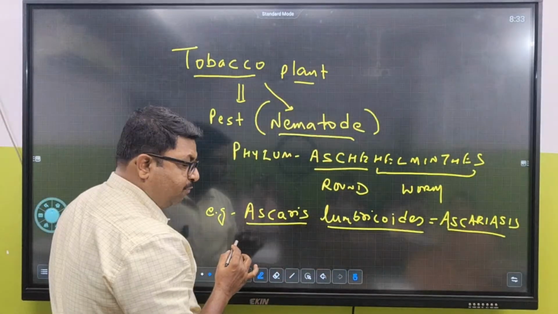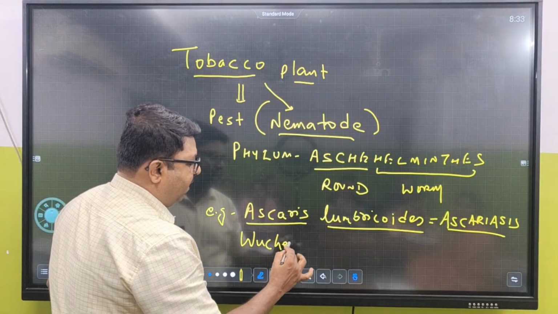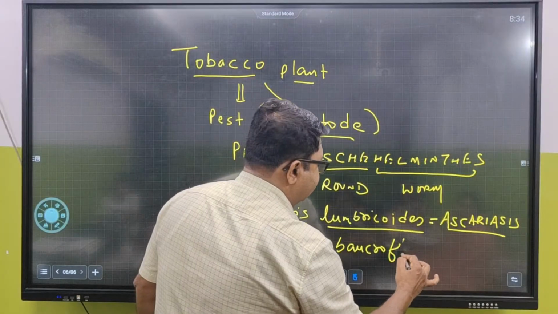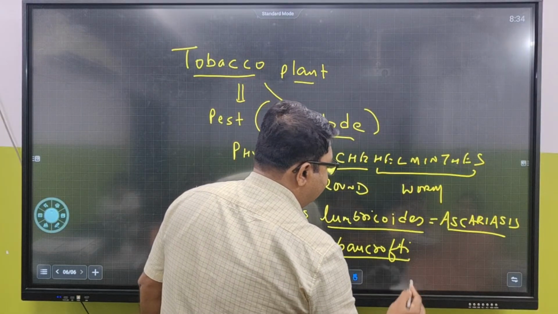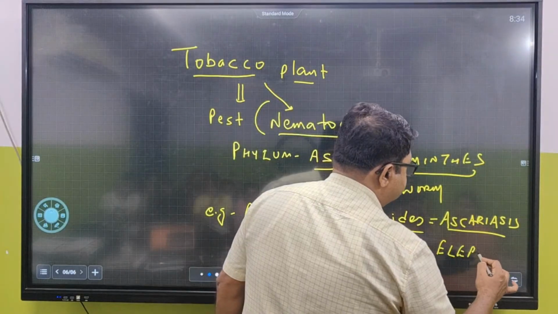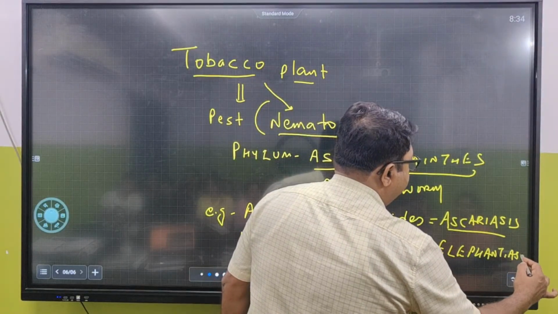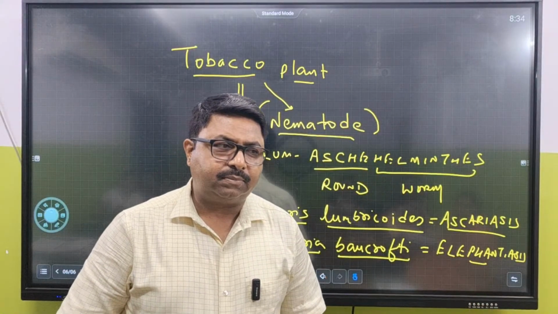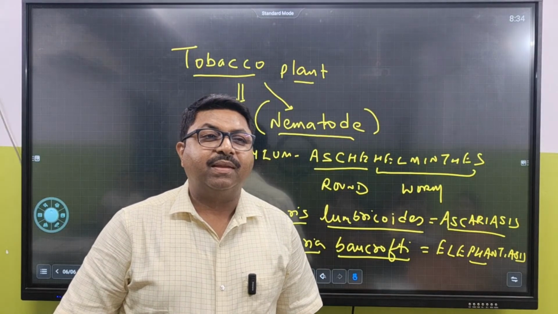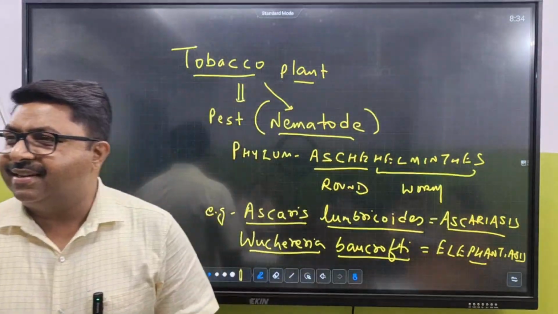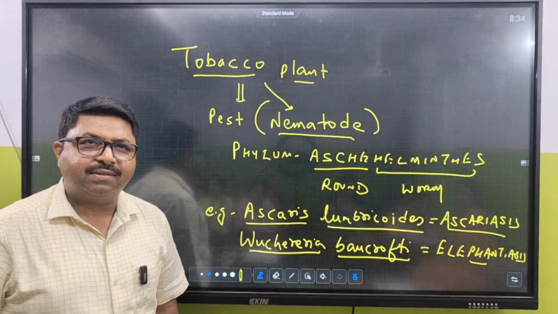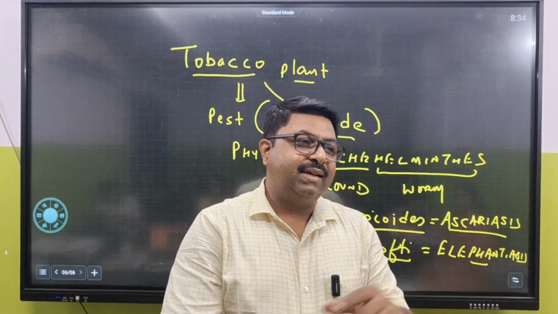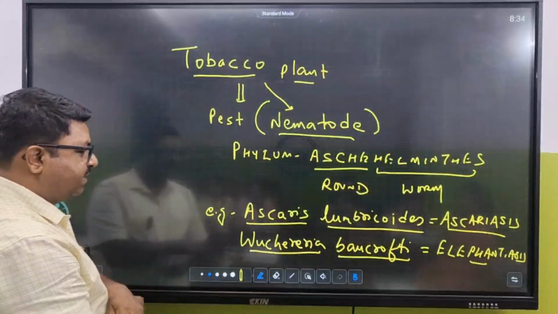Tell me some more examples of it. Wuchereria bancrofti. Tell me the disease. Elephantiasis. It creates elephantiasis. We can call it filariasis also. Fine. Tell me the vector for this. Mosquito. Which mosquito? Aedes aegypti? Culex? Wait. Aedes is dengue. Culex, rightly said. Culex fatigans is the vector. Aedes causes dengue. It acts as a vector.